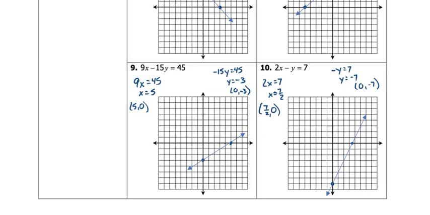So again, our x-intercept is where the y is 0. So I just plug 0 in for y and solve for x. My y-intercept is where the x is 0. So I plug 0 in for x and solve for y, and that will be my y-intercept. Then I just graph each one individually and connect my line.